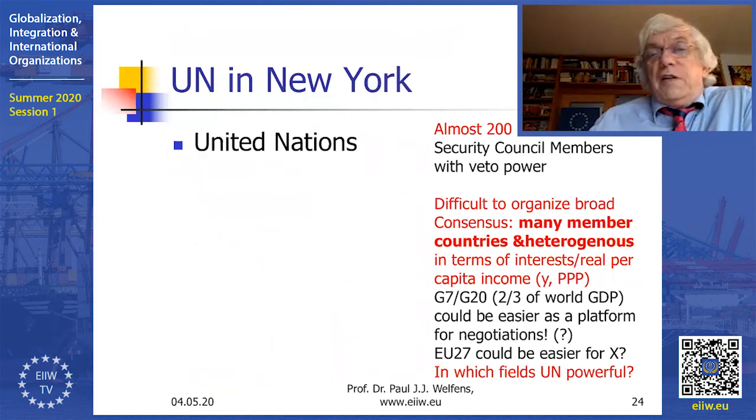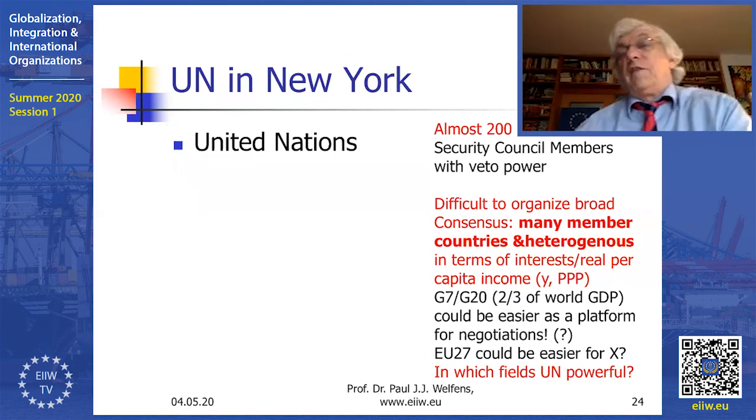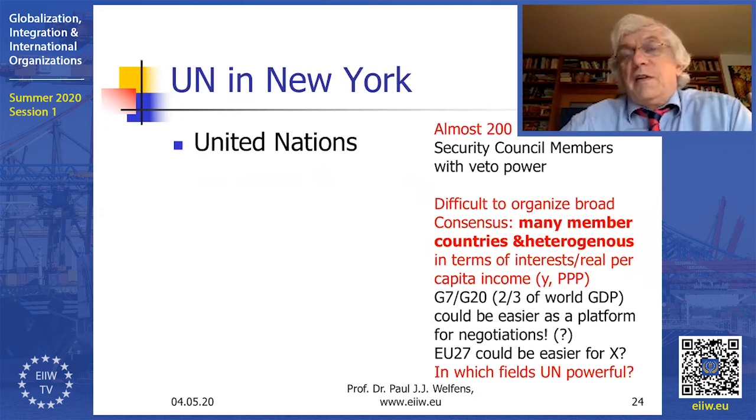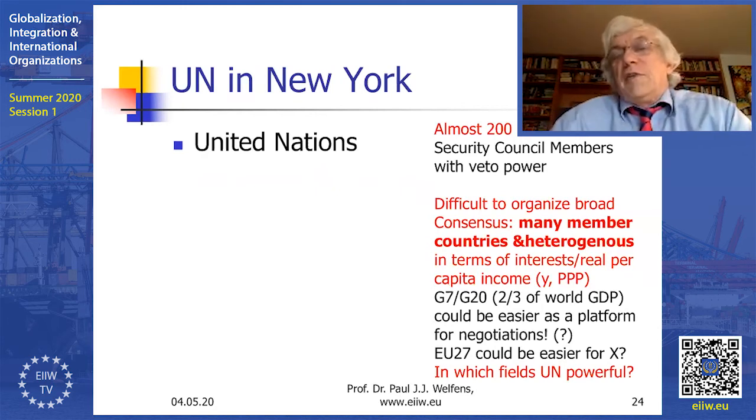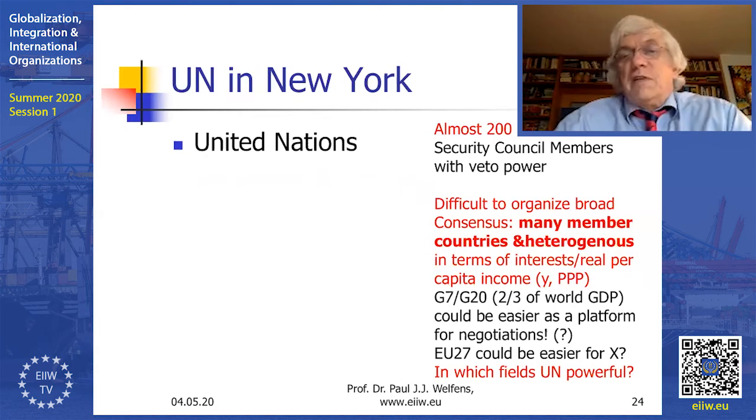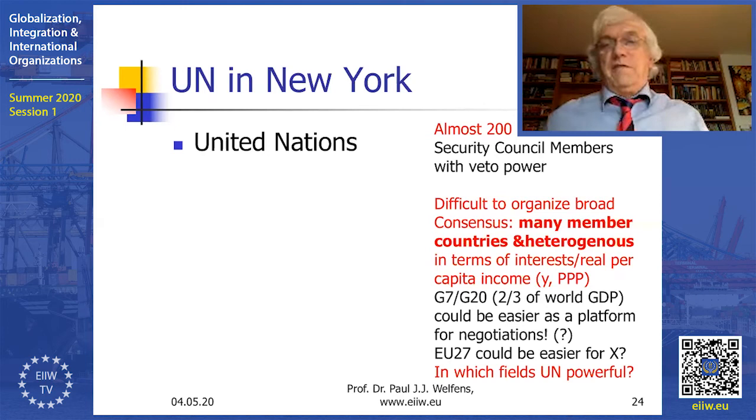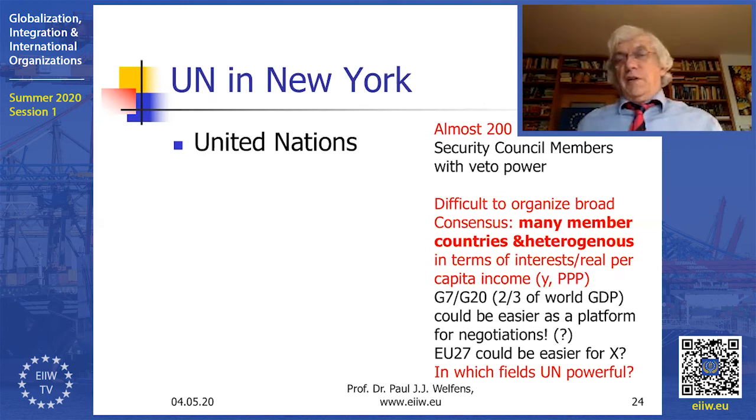Okay, the UN in New York, again, is a very big international organization. You have almost 200 member countries. You have a smaller group of very powerful member countries, which are then in the Security Council. And it is clear, on the other hand, organizing 28 or 27 EU countries, or at the very beginning in 1957, 58, we had just 6 countries, that's maybe sometimes difficult, but that is manageable. With 200 countries, that's not so easy. It's very difficult to organize broad consensus because you have very many member countries. You have heterogeneous countries in terms of interest and real per capita income, respectively.